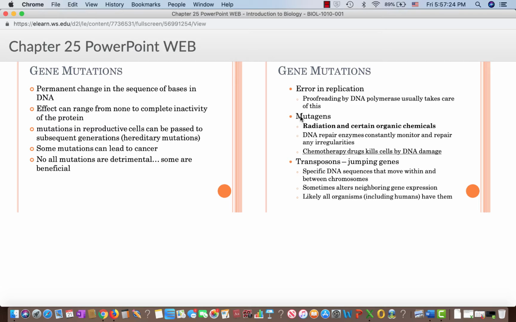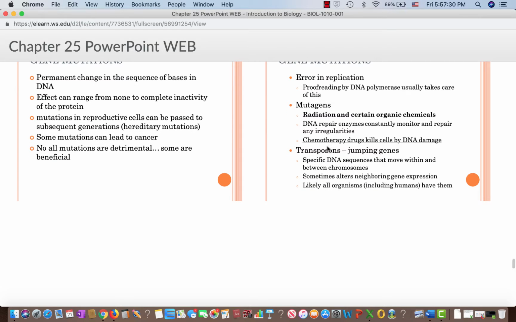You can have exposure to mutagens, radiation, or organic chemicals that cause damage to DNA. Chemotherapy drugs do this. They shred DNA. And the reason that kills cancer is because it's rapidly dividing cells, so they're more susceptible to DNA damage. Basically, the goal of chemo is to kill the cancer before the chemotherapy kills you.